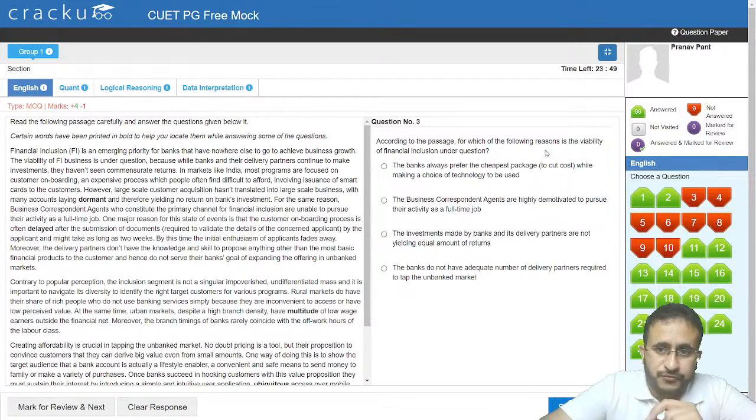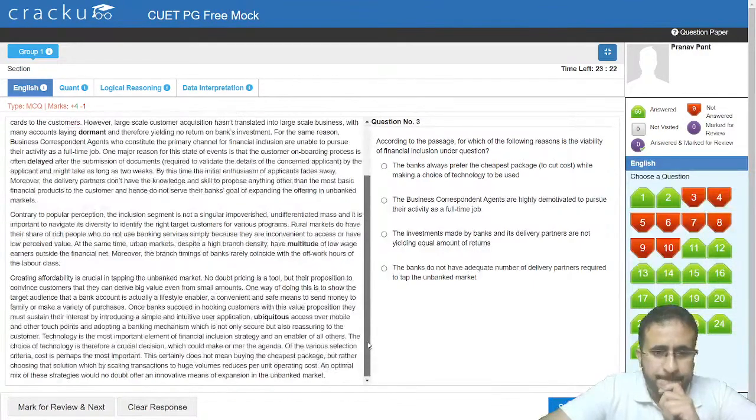According to the passage, for which of the following reasons is the viability of financial inclusion under question? The banks always prefer the cheapest package while making a choice of technology to be used. The business correspondent agents are highly demotivated. No, that is not the question. The investment made by the banks and its delivery partners are not yielding equal amounts of return. The banks do not have an adequate number of delivery partners. This is not given. I think it will be the cheapest package one. Cost is the most important, it says, right? So, prefer the cheapest package to cut cost.